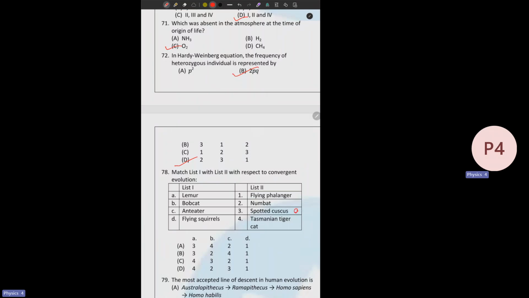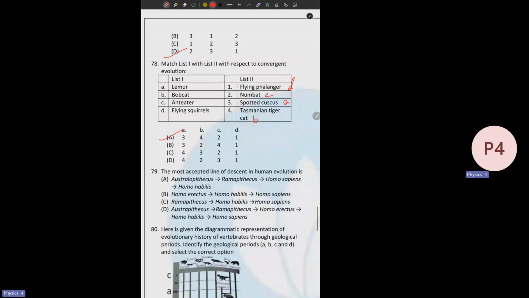Lemur will go with spotted cuscus. Bobcat will go with Tasmanian tiger cat. Anteater will go with numbat, and flying squirrel will go with flying phalanger. So here the correct option is A. The most accepted line of descent in human evolution is, see, the oldest one was Ramapithecus, so C is the correct one.